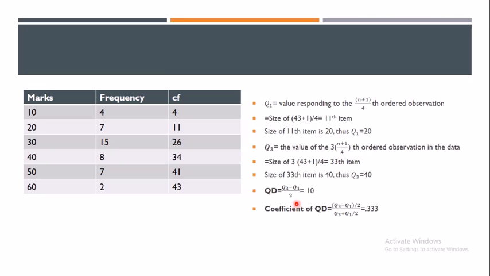And now it is easy to calculate what? QD and your coefficient of QD. Now since you are asked to find out the coefficient of QD, what will you do? Just substitute the values of Q3 and Q1 in your formula and then you will get the answer as 0.333.